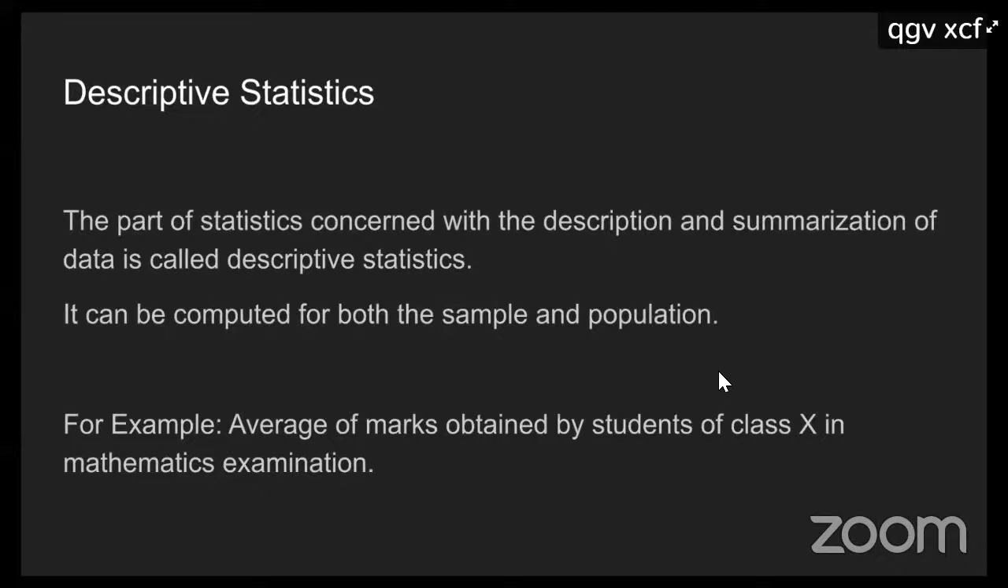This type of study, where you use description and summarization of the data, is the descriptive study. It can be computed for both the sample and the population. If you have sample data, you can calculate the average of the sample data, and if you have population data, you can also calculate the average of that population data.